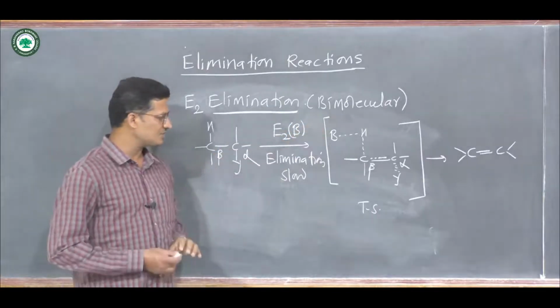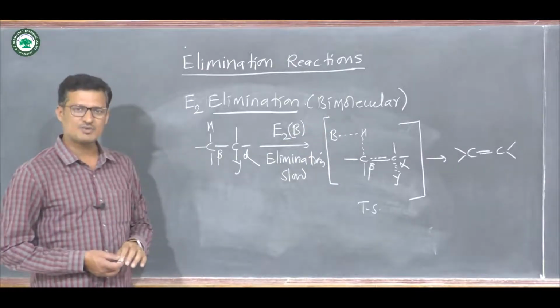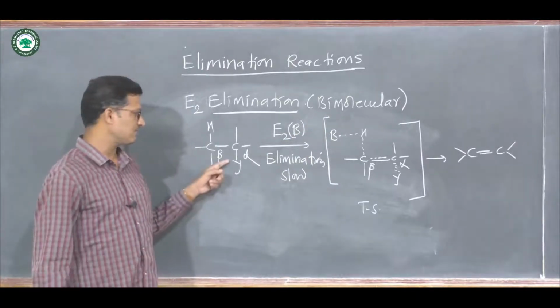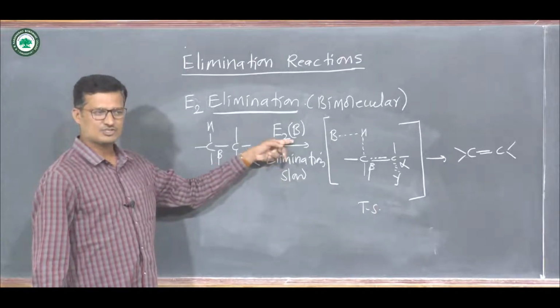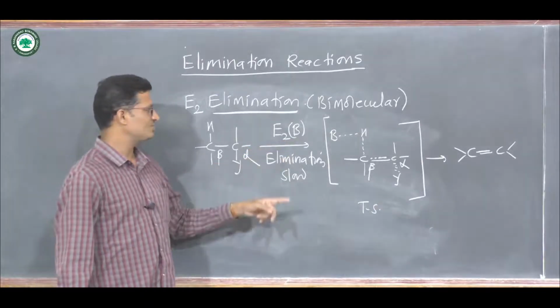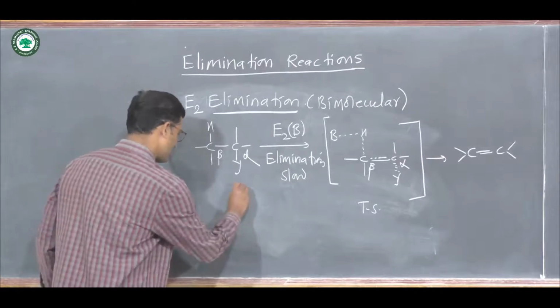It means the rate of reaction in E2 is directly proportional to the concentration and nature of the substrate as well as the concentration and nature of the base. So this reaction is bimolecular.